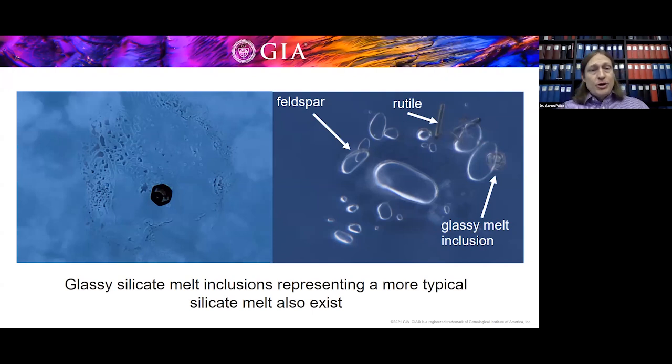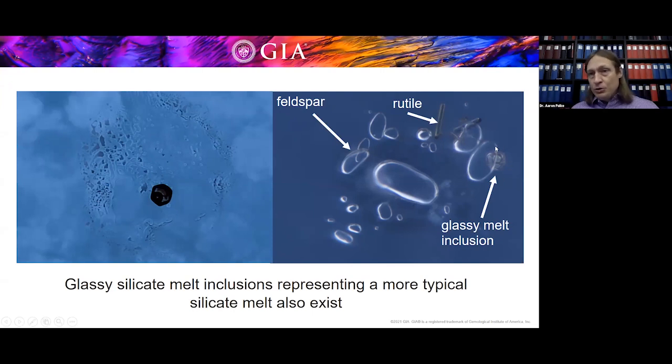What I'm showing here are some glassy silicate melt inclusions. That's shown pretty easily in the photomicrograph on the left. You have this negative crystal shape, and you have that little gaseous bubble within the glassy melt inclusion. Then on the right, it's a little harder to see. There's a lot of stuff going on in the photomicrograph on the right.